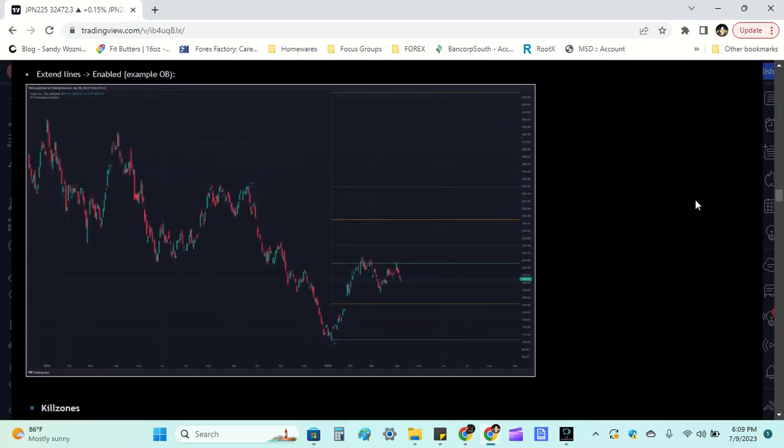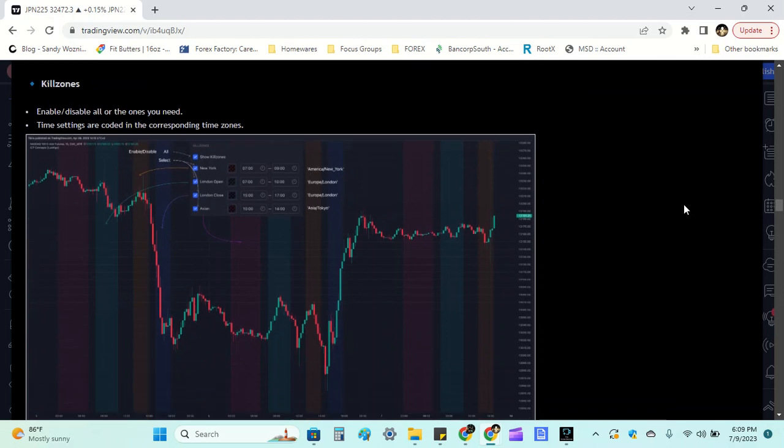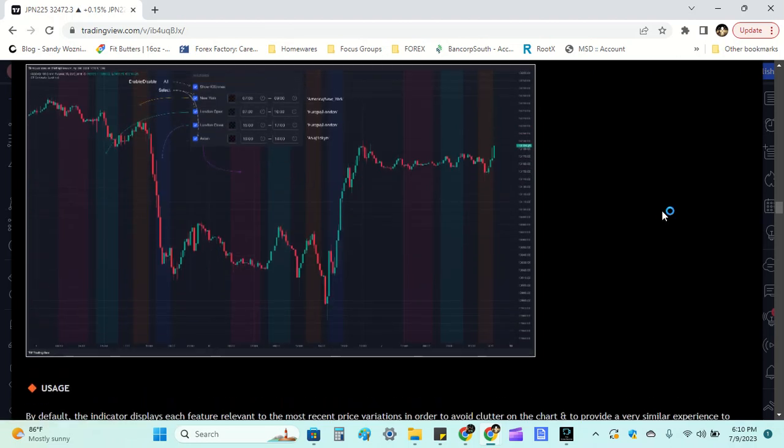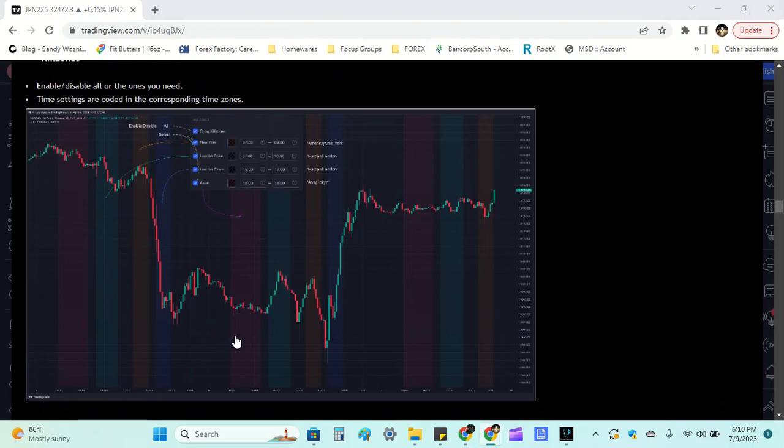Extended lines there. And then the kill zones. If you trade based on any type of kill zones for the different sessions, New York, London, or Asian session. It says London twice. Oh, New York, London open, London close, and Asian session. And so these colors denote the different kill zones, these different color blocks here.